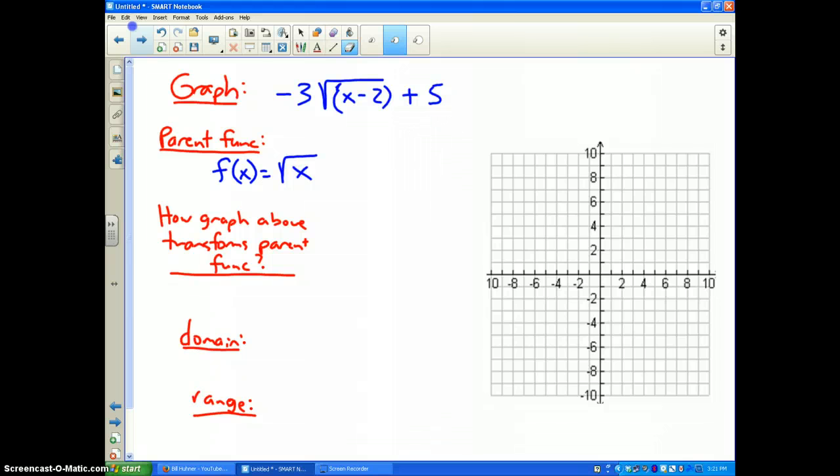What or how is the graph transformed above? Well, first of all, that negative, first thing it does is it flips the graph upside down.